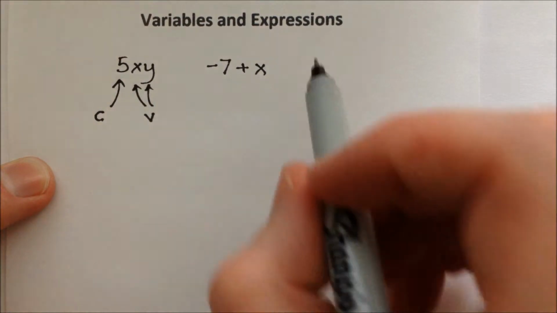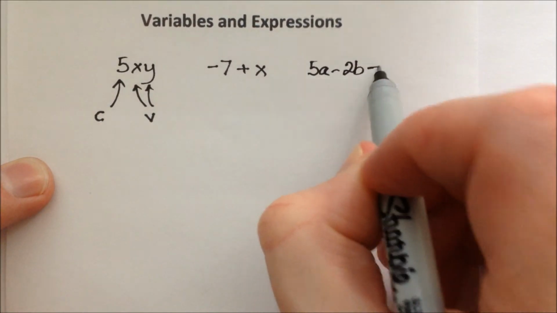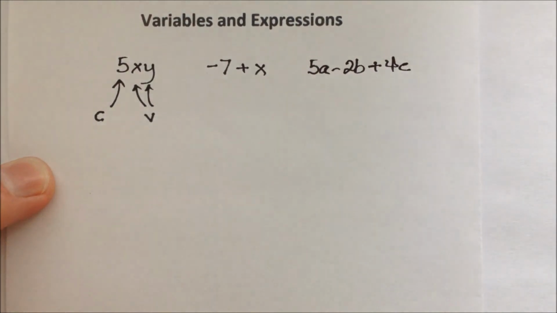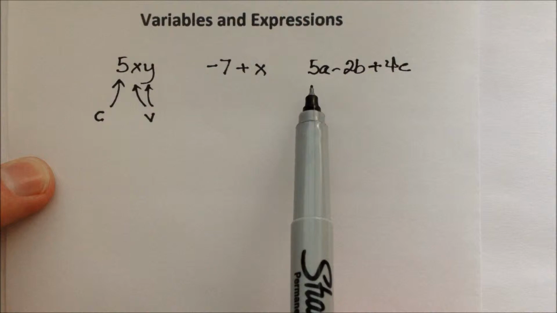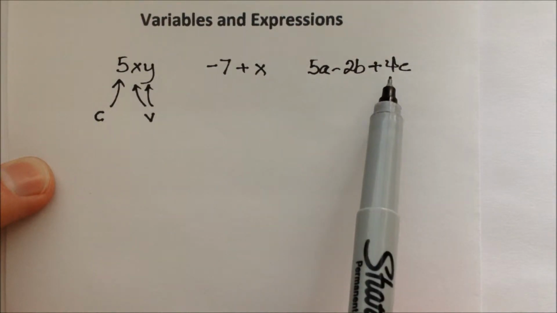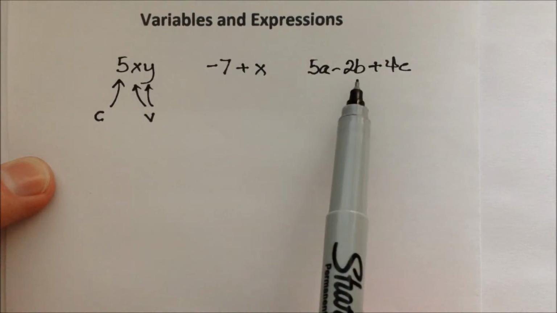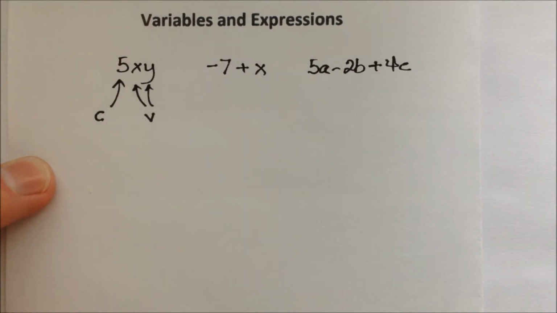Okay, so one more example. 5a minus 2b plus 4c. Okay, we've got lots of stuff going on here. We've got constants of 5, 2, and 4, because those are the numbers that we do know, and the variables a, b, and c, because those are symbols that represent numbers, but we don't know what they are right now.